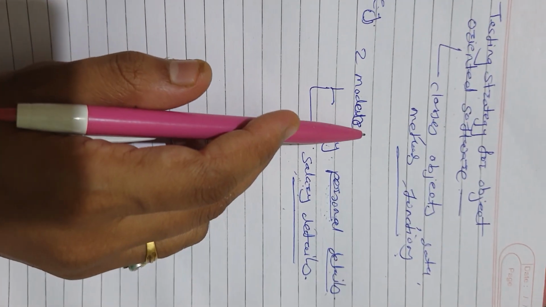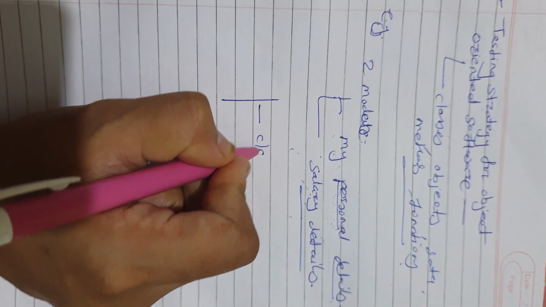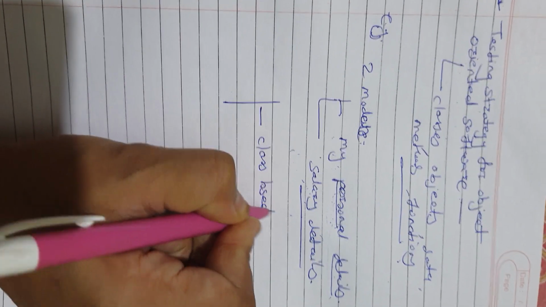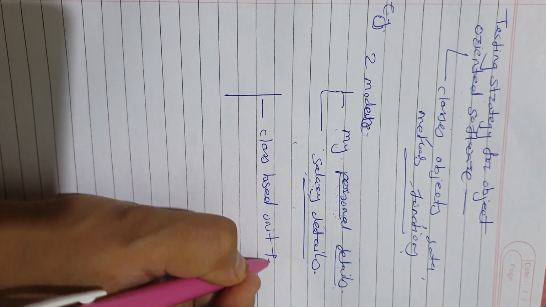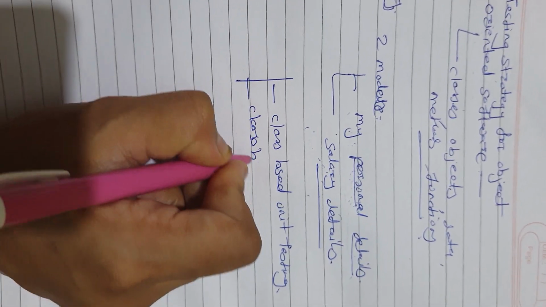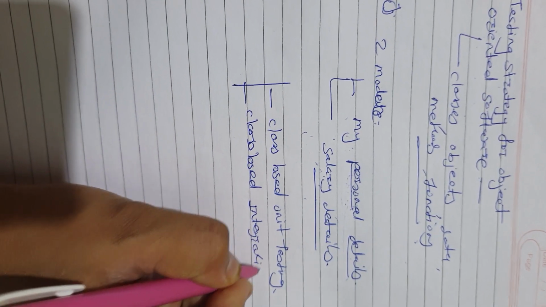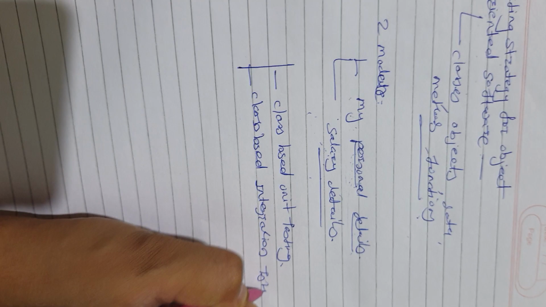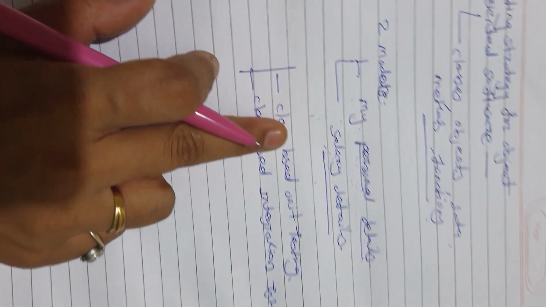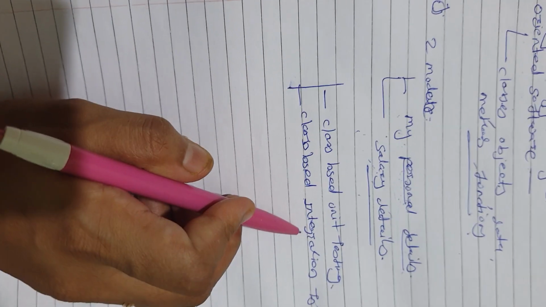So object oriented software testing is again categorized into two parts: class based unit testing and second one is class based integration testing.